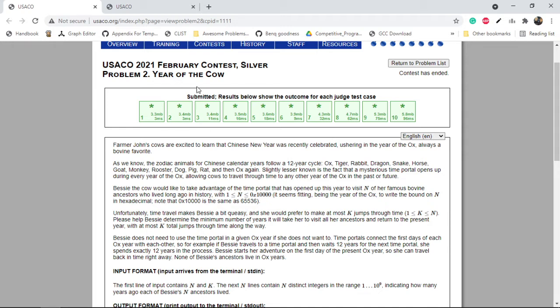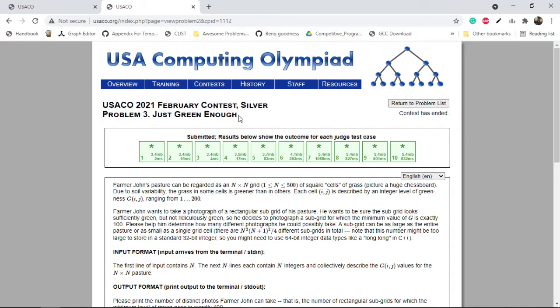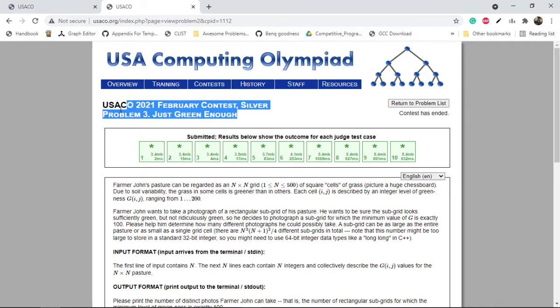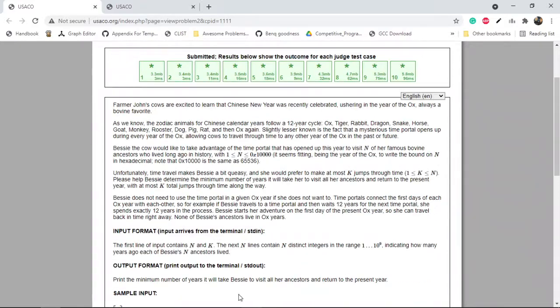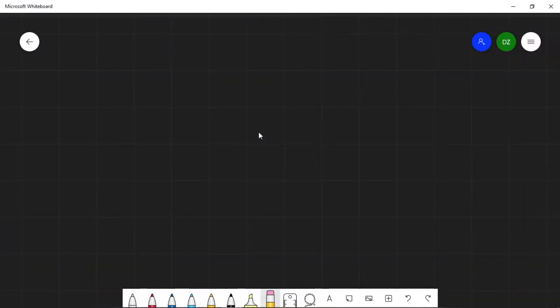Today we'll be doing problem 2, Year of the Cow. This was from the February contest. I would say this is the easiest problem of the bunch. I think Just Green Enough was actually really hard. I had a lot of time struggling on it, and the editorial is not so great. It's okay, I would say it's not so hot, but Year of the Cow is pretty smooth sailing. It's just a greedy algorithm.